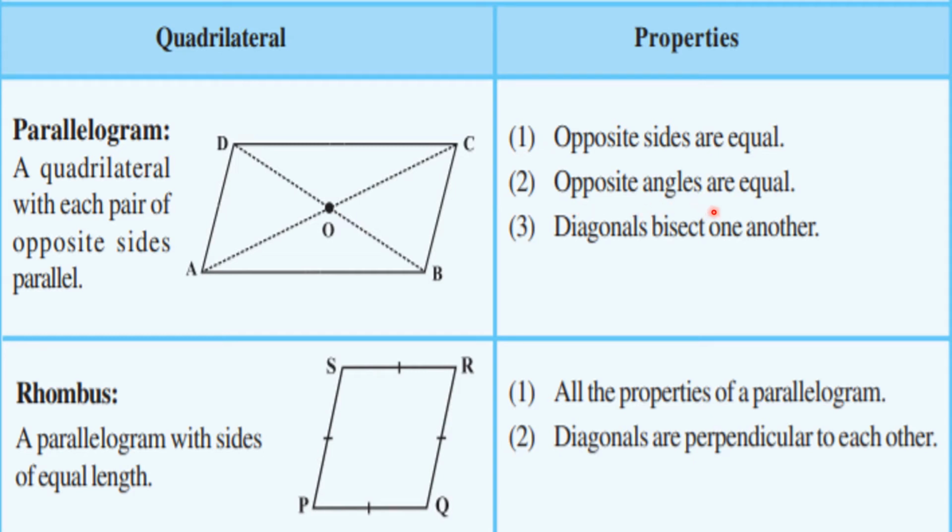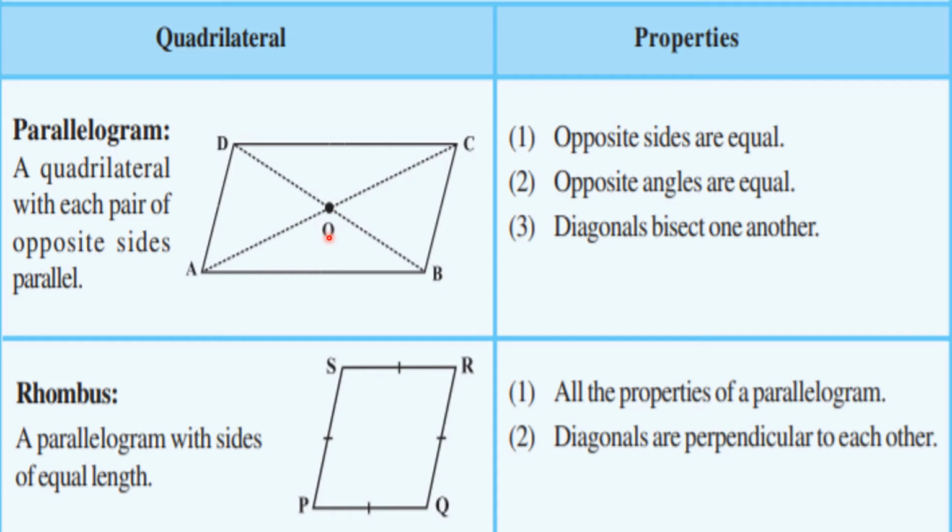Similarly, opposite angles are equal. What are the opposite angles in this parallelogram ABCD? The opposite angle of A is angle C. Similarly, the opposite angle of B is angle D. So angle A is equal to angle C and angle B is equal to angle D. And the third property: diagonals bisect each other. AC is one diagonal and BD is another diagonal.